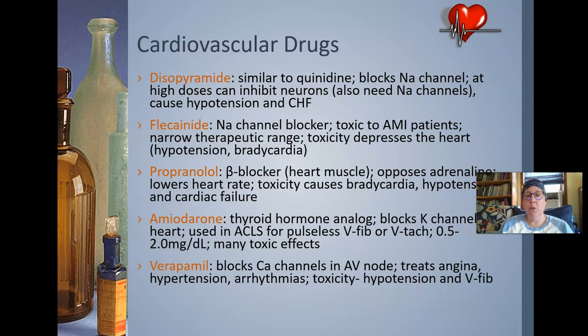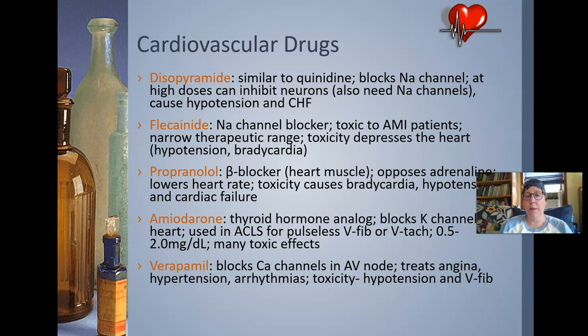So amiodarone is a thyroid hormone analog. It blocks potassium channels in the heart. It is used in advanced cardiac life support, that's what ACLS is, for pulseless VFib or VTAC. So it's ventricular fibrillation or ventricular tachycardia with no pulse. The therapeutic range is 0.5 to 2.0 milligrams per dL, and it has many toxic effects.